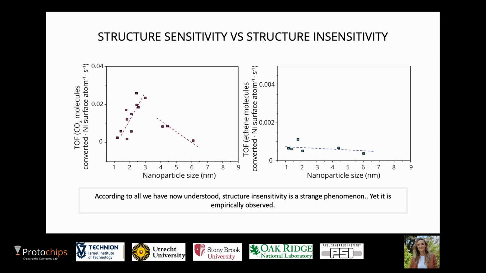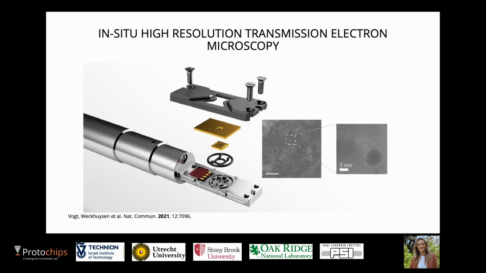So here we see the CO2 hydrogenation example that we saw before, where we see a clear change in activity for different particle sizes. And here we see the surface normalized activity for ethene hydrogenation on the right, which barely changes. So we decided to examine this strange phenomenon with those two different reactions. We have a structure-sensitive reaction, CO2 hydrogenation, and a structure-insensitive reaction, ethene hydrogenation. And we tested our supported metal catalyst particles with all kinds of different techniques.